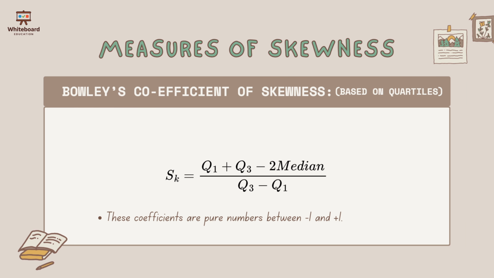Lastly, we have the Bowley's coefficient of skewness. It is based on quartiles. The formula is Sk equals to Q1 plus Q3 minus 2 median divided by Q3 minus Q1.